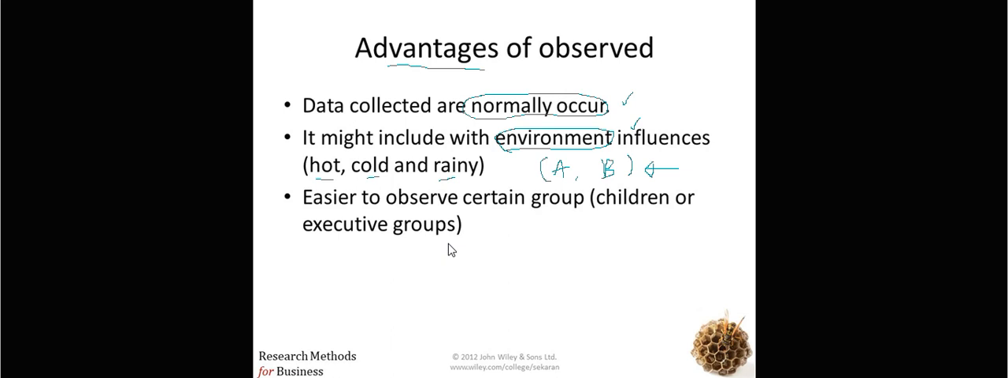Then another advantage, we can easily observe the group. Why can we easily observe the group? Because we join the group. So we can look at a certain group, whether we go for a study about children or the executive group. That means we select which group we want to observe. This also depends on the issue that we found and how we want to solve it. So we select which group we want to study.